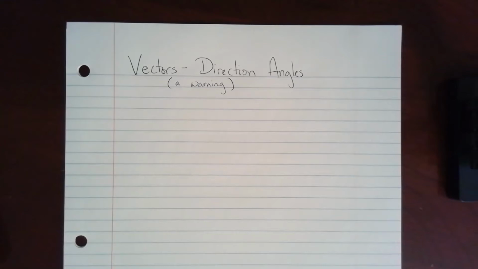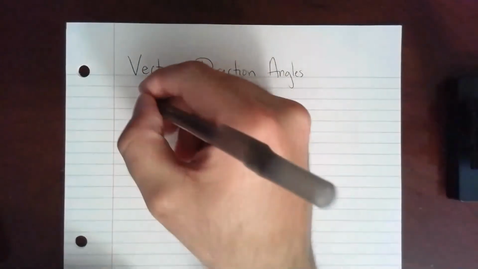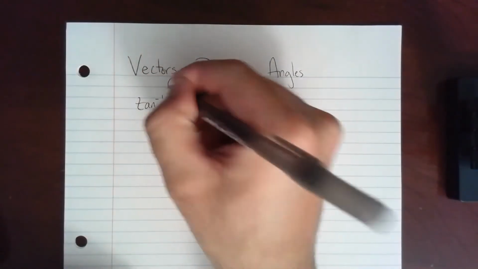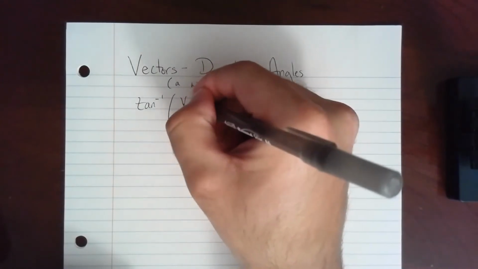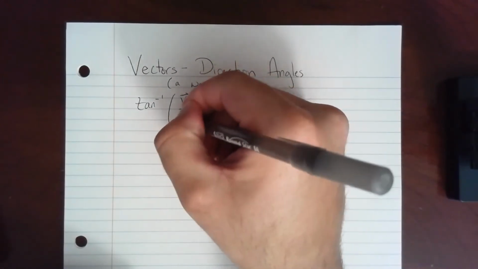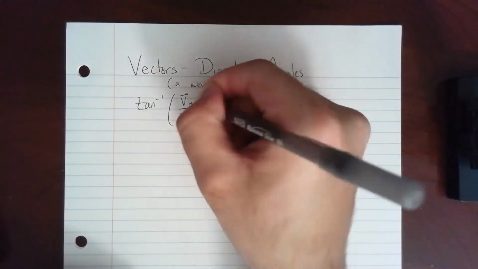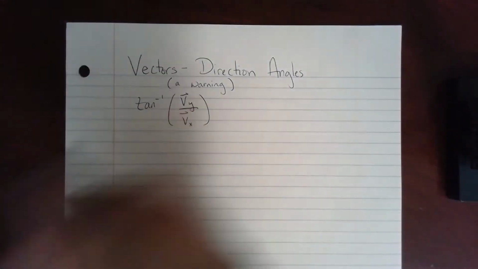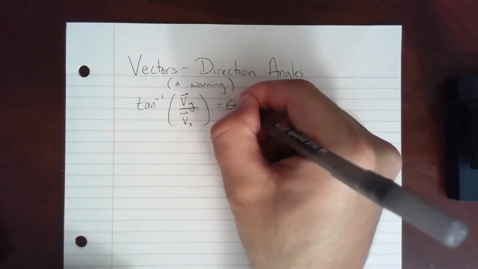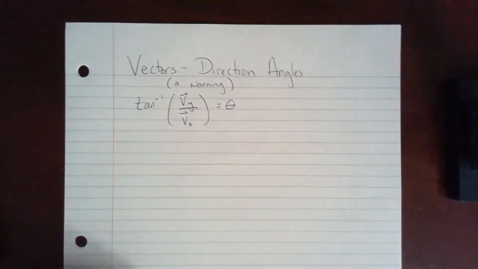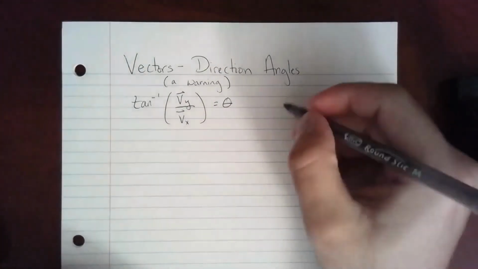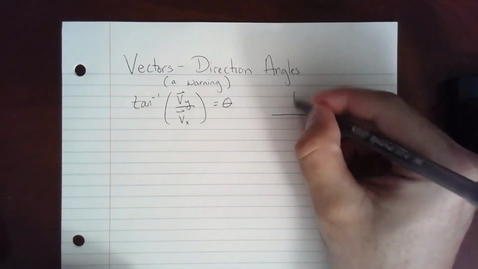In our first video on vectors, we talked a little bit about how you can find a direction angle pretty simply. We had this basic formula set up for tangent inverse of your vertical component divided by your horizontal component. So kind of like y over x is the way to think about it. This was going to be our theta. It'll also be important to remember that theta is always going to be measured.